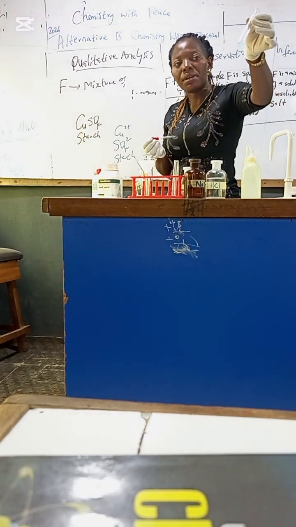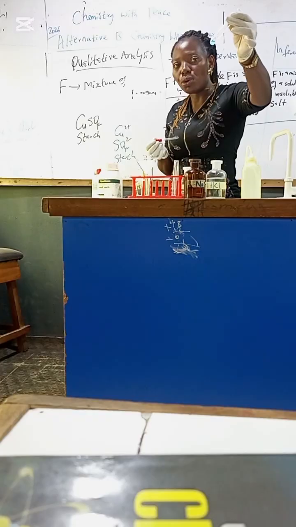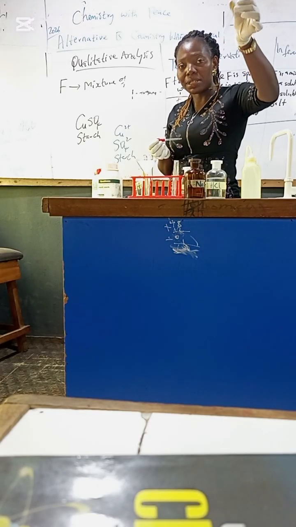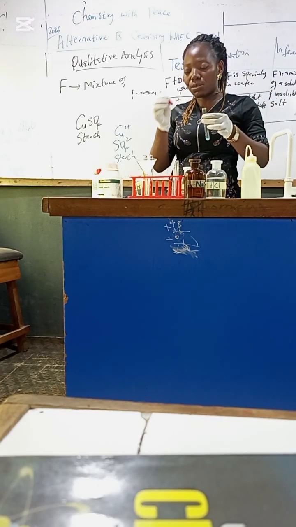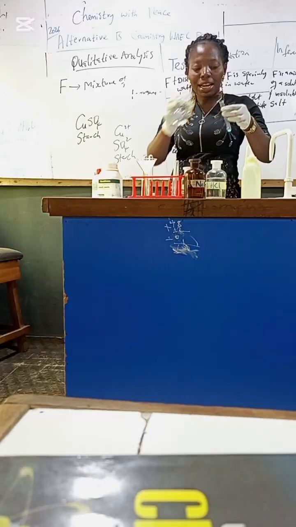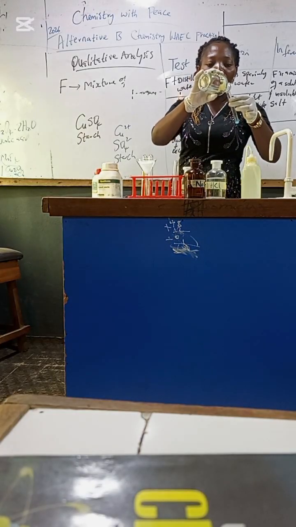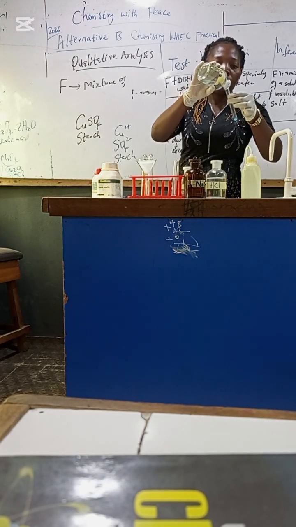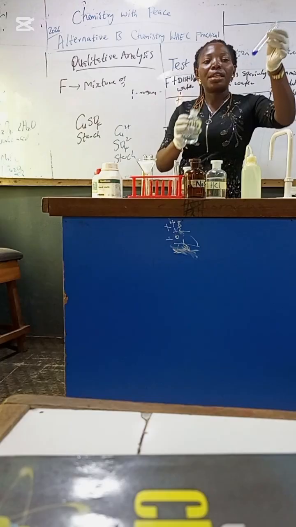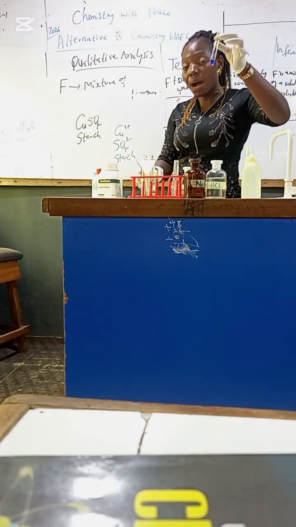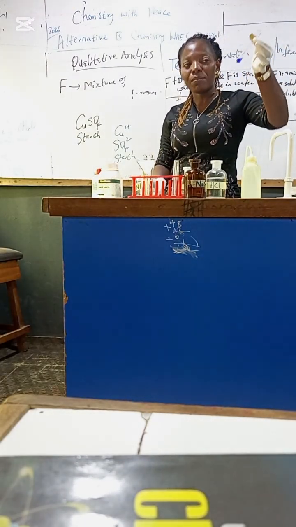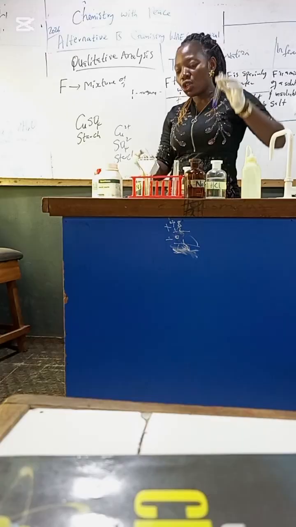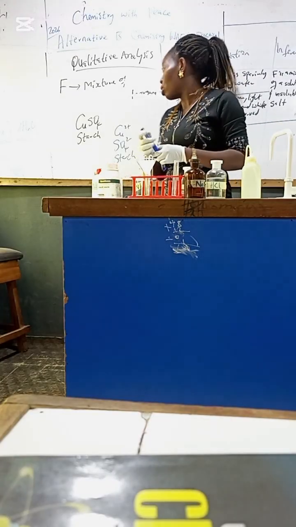So in drops, this is a light blue gelatinous precipitate. Look at it very well. Light blue gelatinous precipitate in drops. Then let's add excess to it. It is soluble in excess ammonia solution to give a deep blue solution. So in your observation, this is what you are going to write.